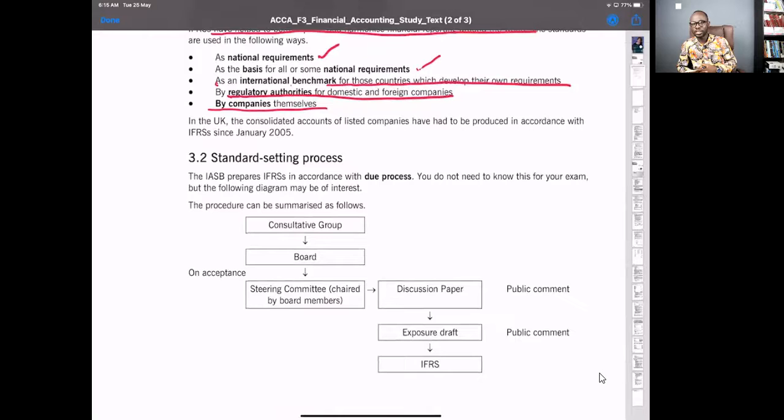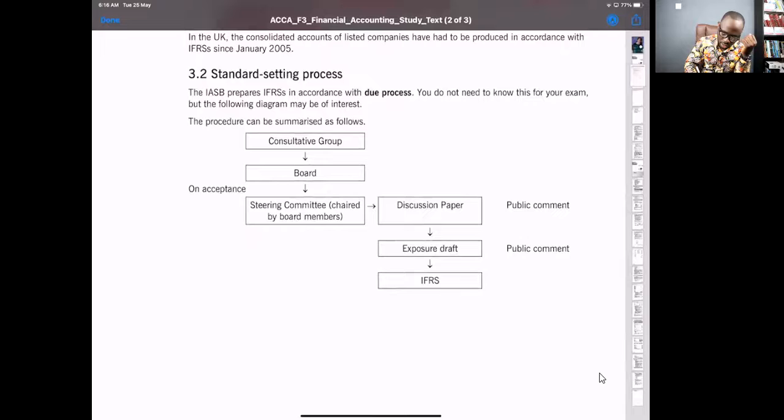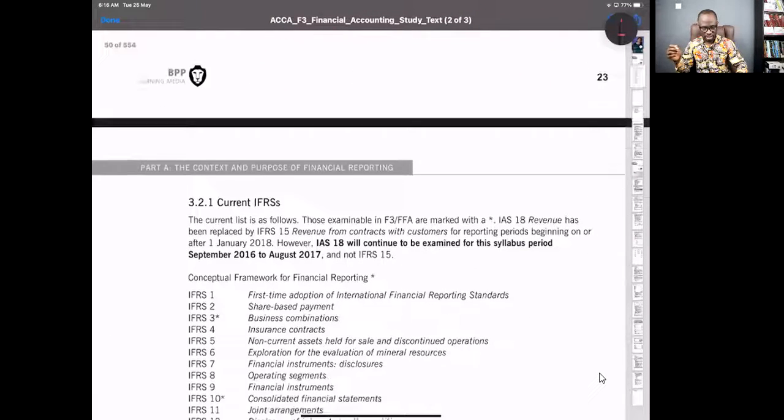But a key question we ask ourselves is, what is the standard-setting process generally? How do we actually set standards as an institution? How do we go about it? The way we set standards is summarized in the diagram below. It goes through a lot of due process. So the procedure can be summarized as follows. Number one, consultation group, board. We have the steering committee. A discussion paper is issued for public discussion. Then an exposure draft is issued. Then the IFRS comes out.